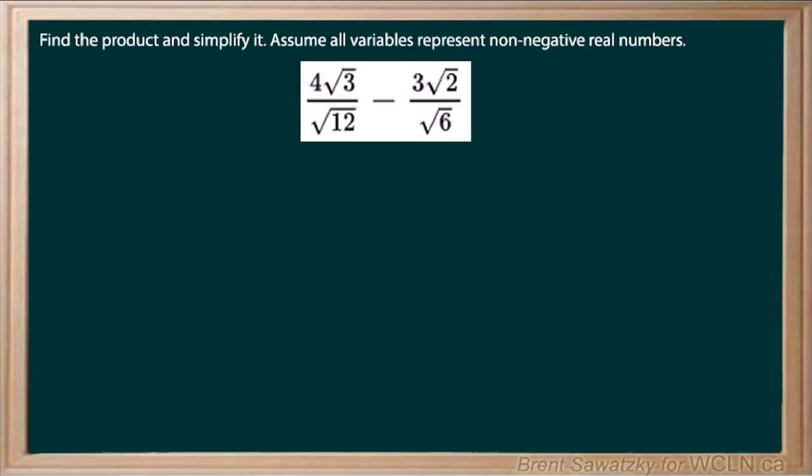So many ways to attack this one. We could start by getting rid of the radicals in the bottom, multiply top and bottom by root 12 and by root 6. That would do it. But you'd end up with bigger numbers and a bit of canceling there.